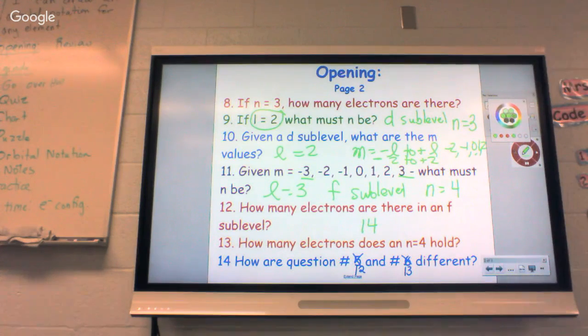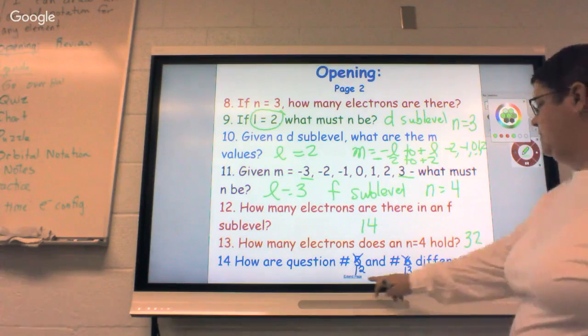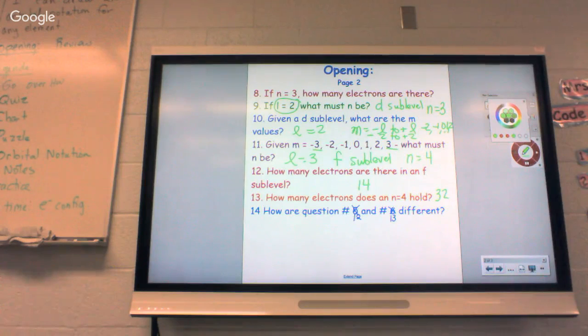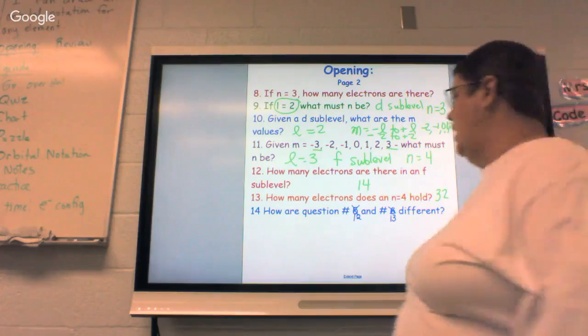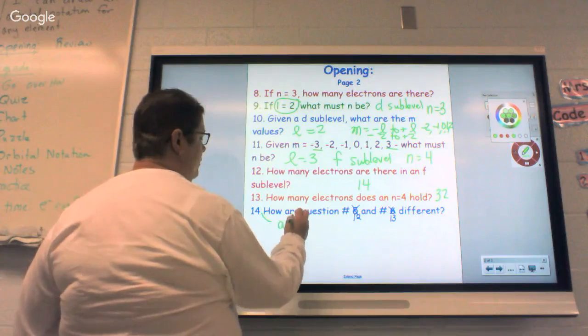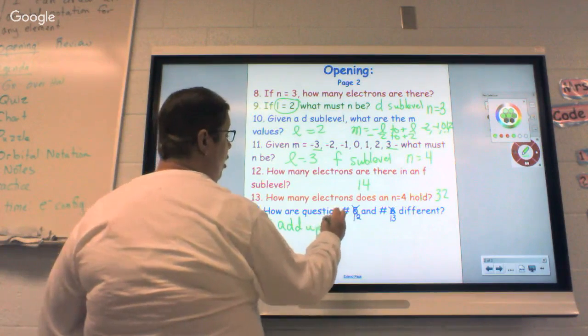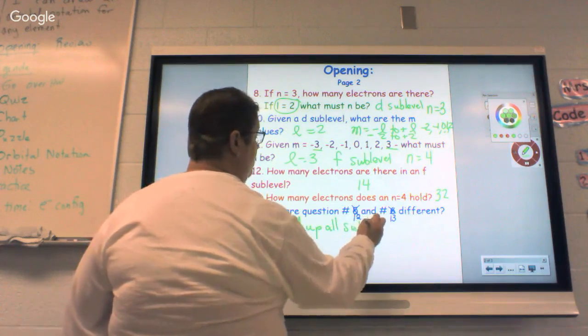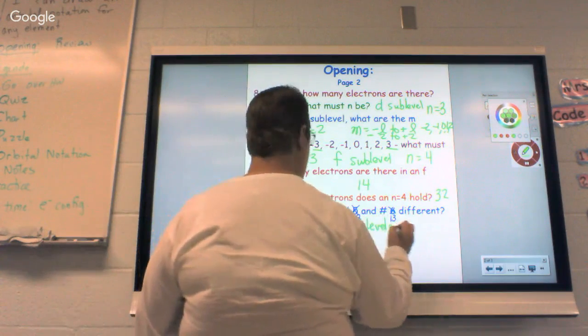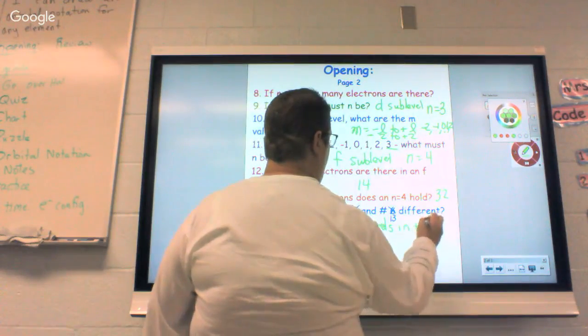How many electrons are there if n equals 4? Okay, so question 14. What's the difference between question 13 and 14? In number 14, you have to add up all the sublevels. Sorry, add up all the sublevels in number 13.